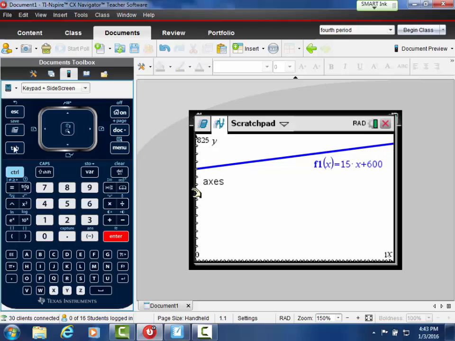Okay, so now we need to graph the second line. So we hit tab, type 75x. Okay, and now we can clearly see the two lines, and they have a point of intersection. So this is where solving systems by graphing comes into play, which was our lesson for today.